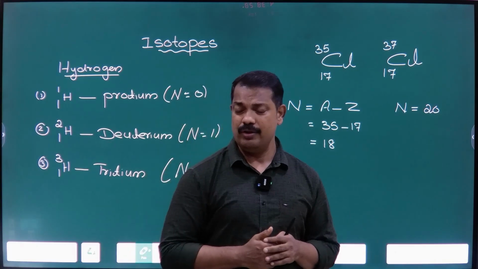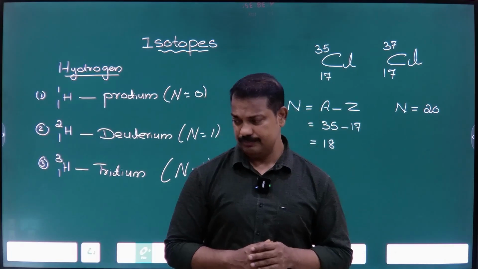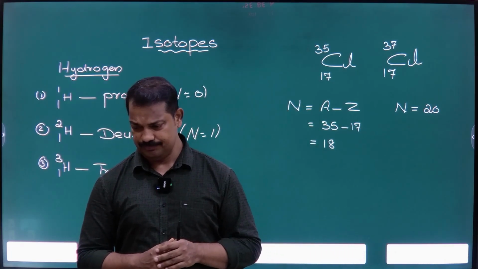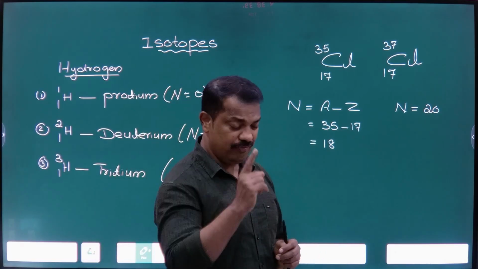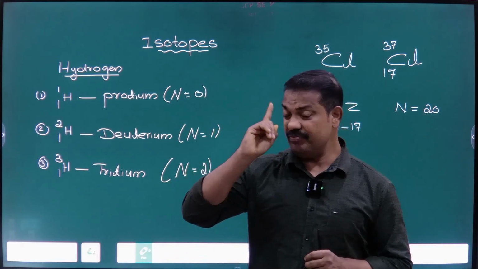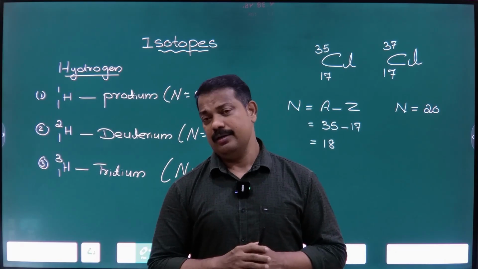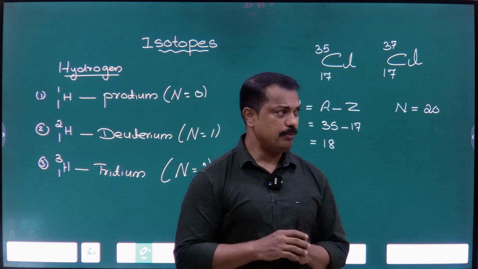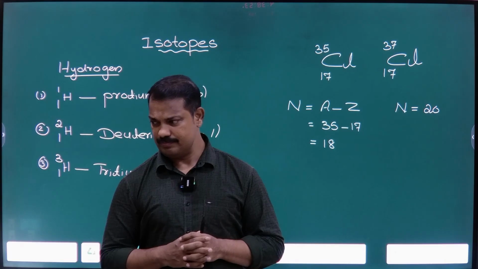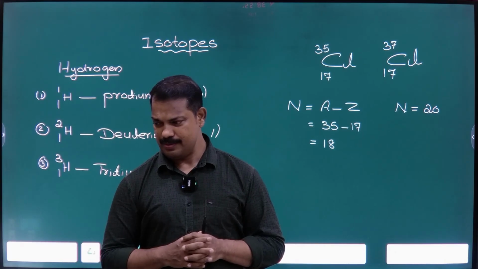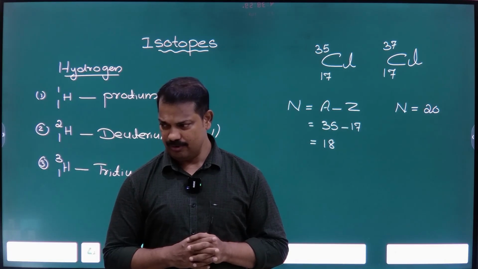Why do the isotopes of an element show similar chemical properties? Containing the same number of valence electrons. Why? Isotopes of an element show similar chemical properties because they have identical electronic configuration, so they have the same number of valence electrons.